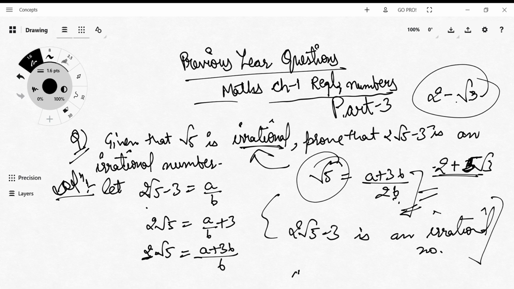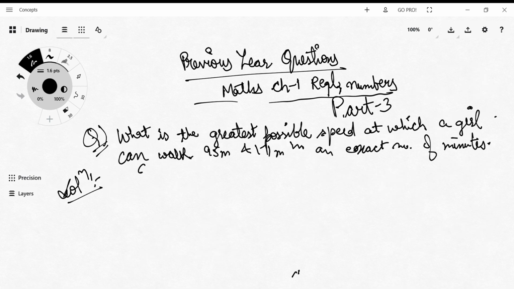Now let's move to the next question. What is the greatest possible speed at which a girl can walk 95 meters and 171 meters in an exact number of minutes?